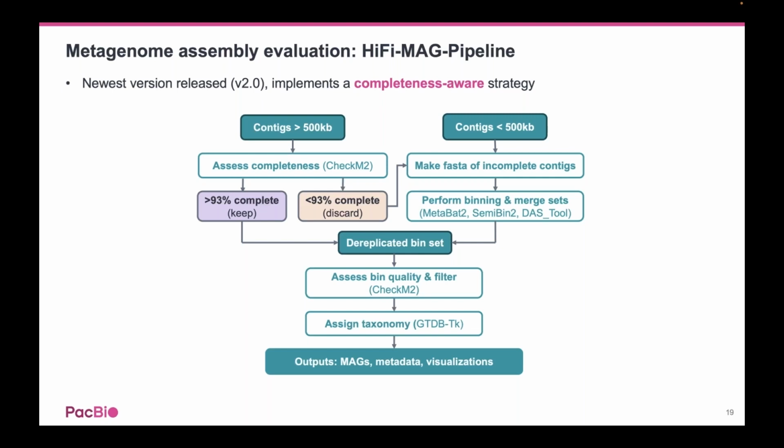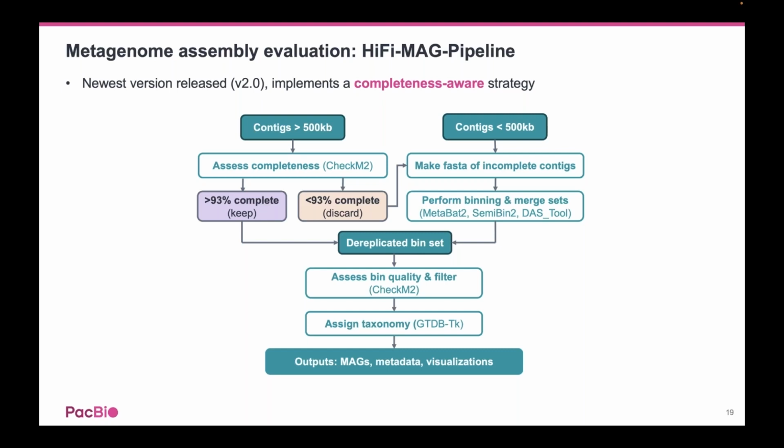I just released a new version about 2 weeks ago. It implements what I would describe as a completeness-aware strategy. And this is highly effective at obtaining MAGs, and I kind of want to run through what this looks like. So we know that we can get complete bacterial and archaeal genomes straight from the assembler. It's really important to identify these first and remove them and protect them so that we don't end up misbinning them and tossing them out by accident.